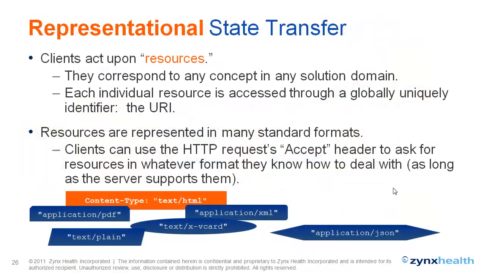So to recap briefly, in REST, clients act upon resources. Those resources could be anything in a general abstraction domain, as long as there's something that has a representation or a set of representations and that they are identifiable globally through the URI.